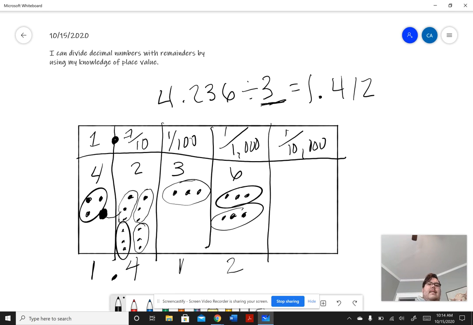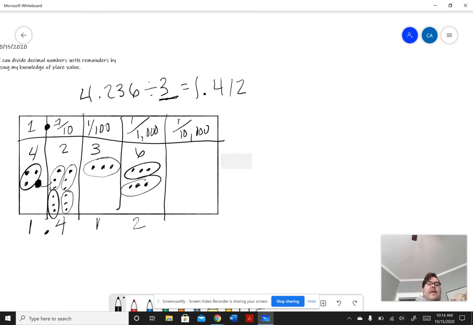But I don't want us to stop there, because chances are you're not going to take the time to make this place value chart every time that we divide a number. So we're going to use what we call the standard algorithm in division, or long division. I basically drew the corner of a place value chart, and now we're going to do the same thing. When we're using long division, we're asking how many groups of 3, or how many times can I pull 3 out of a number.